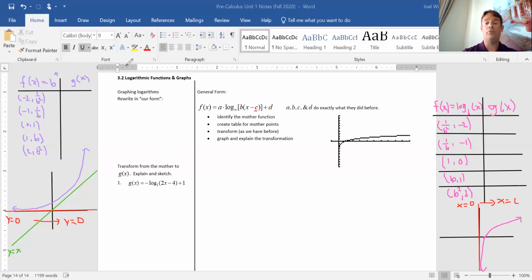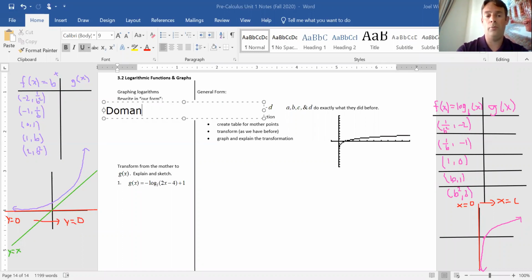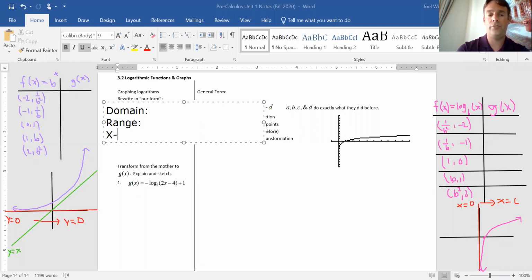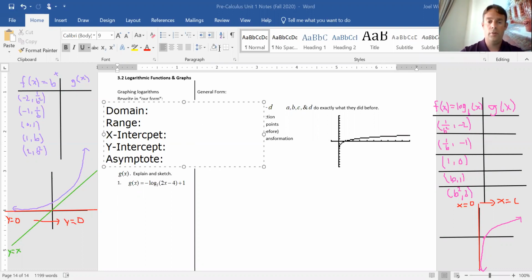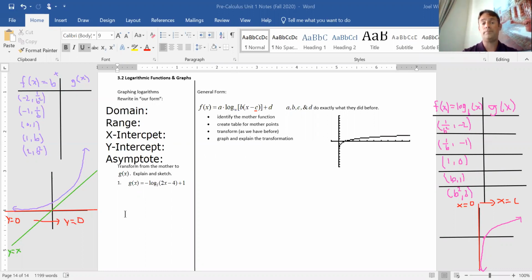And also, just like before, we're going to have to make an explanation. So just as a quick reminder, the explanation we have to make is we have to say what the domain is, what the range is, what the x-intercept is if it has one, what the y-intercept is if it has one, and what the asymptote is, and it will indeed have one of those. Okay, so that's going to be what we're playing with today.